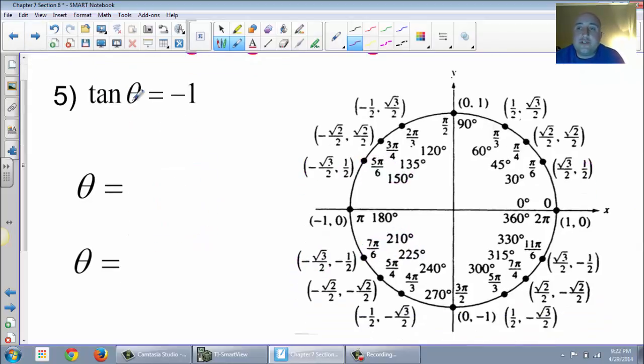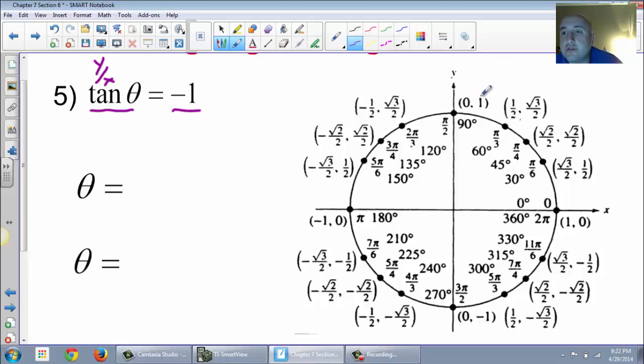All right, so here's another one. Here's a little tougher one. What angle has a tangent of negative 1? Remember, tangent is y divided by x. So our y value divided by our x value. Okay, so let's look at all that. Let's cancel out which ones we can.